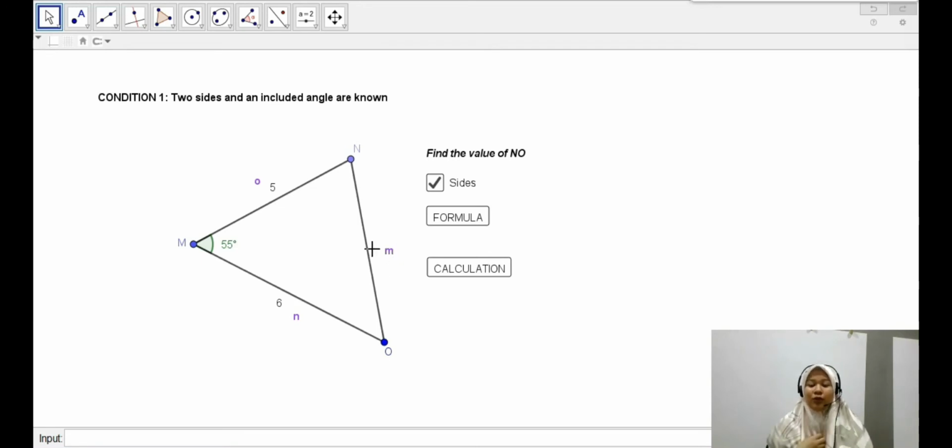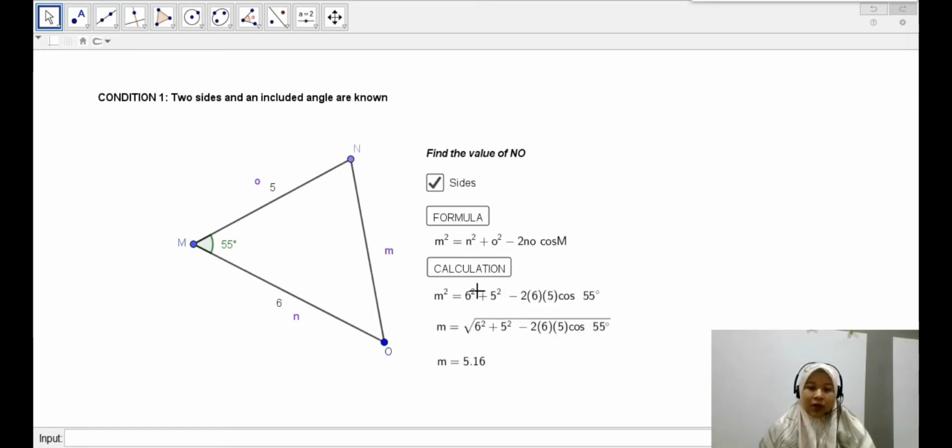If we were to find m, then we need to make m square the subject. And for the cos, we will use angle m. So this is the formula: m square equals n square plus o square minus 2no cos m. Next, what you need to do is just substitute the values. We know side n, we know side o, and we know angle m.